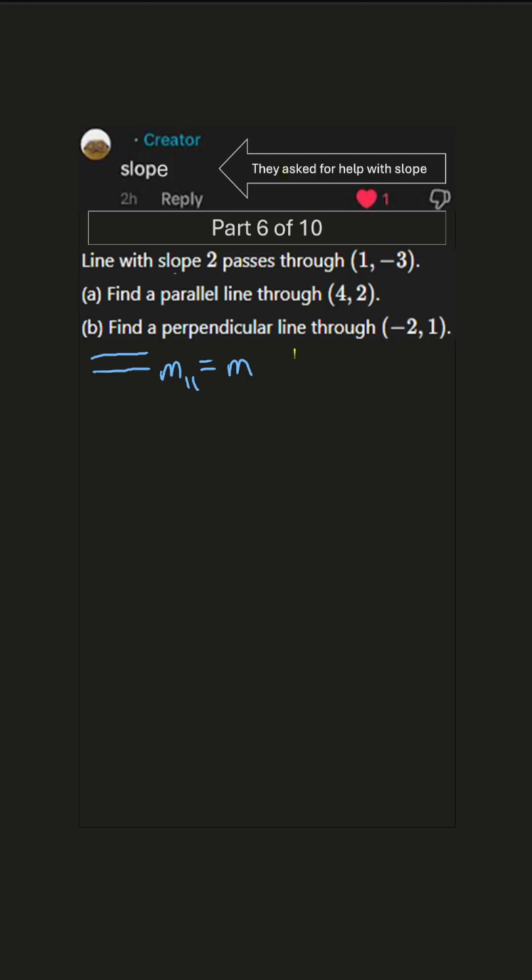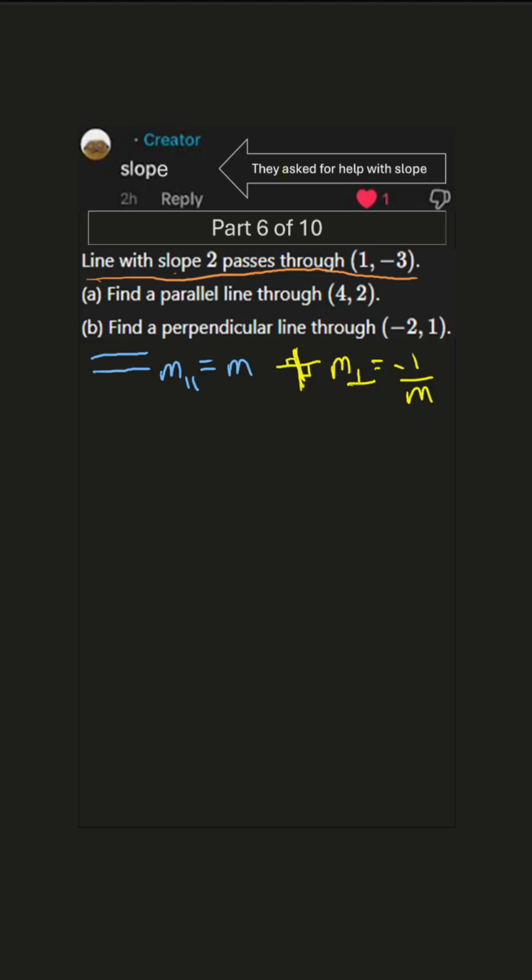Now how about perpendicular? Perpendicular lines look like this. They cross at 90-degree angles. So the slope of the perpendicular line equals -1 over the original slope. It's a negative reciprocal. So let's do an example. Let's look at what we're given. We're given a slope 2 and a point 1, -3.